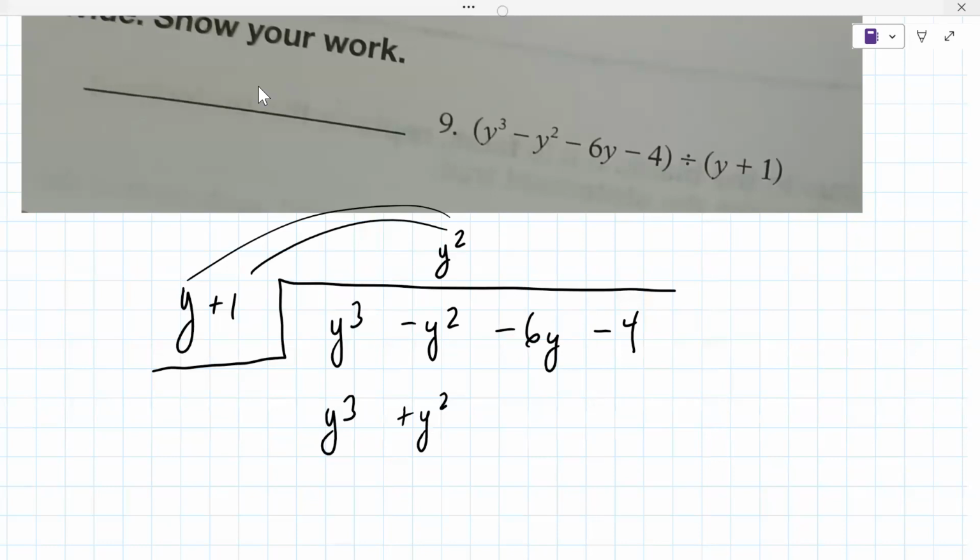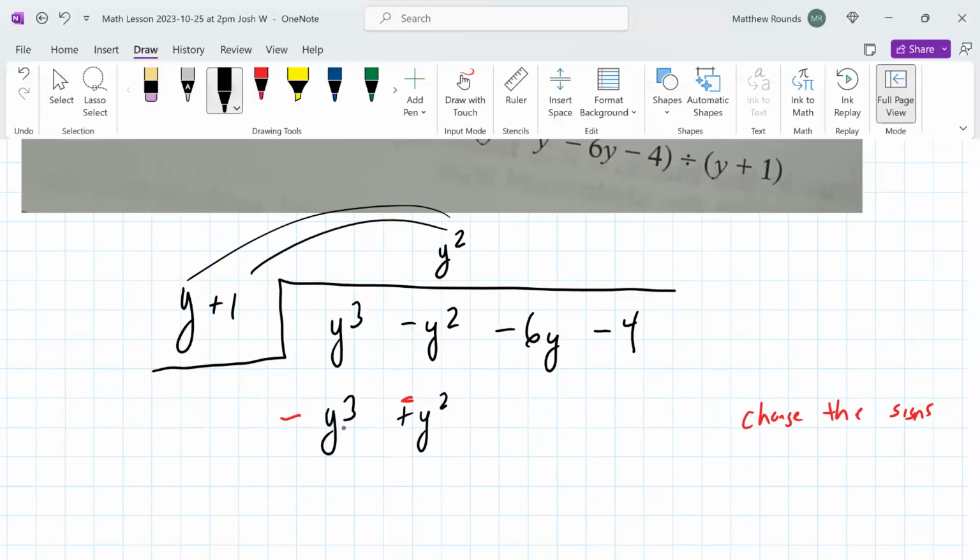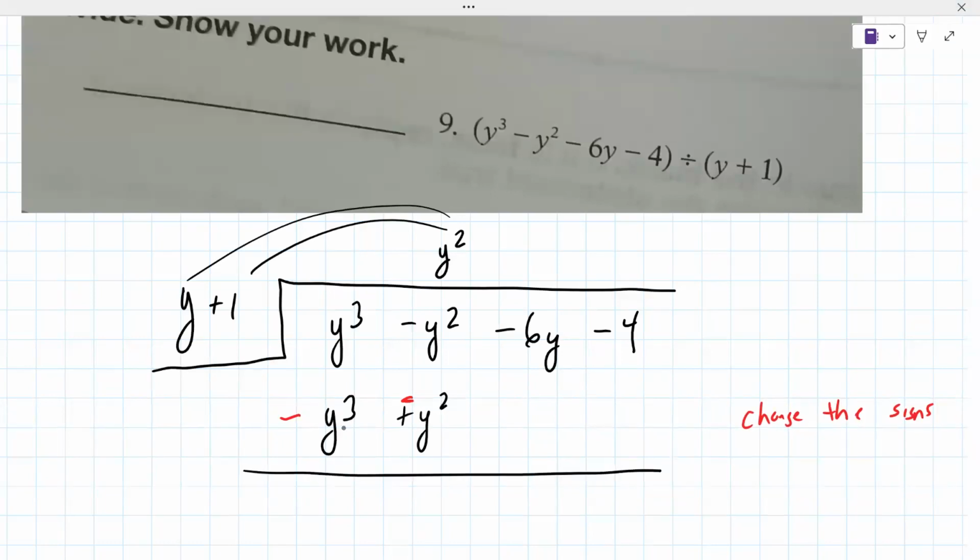Now the next thing is very important: you have to change the signs. You're really subtracting here, but it's better to change the signs. So it becomes y cubed minus y cubed. That's zero. You should always get zero there. Then it's minus y squared minus y squared, which becomes minus 2y squared. And then you always bring down the next term, minus 6y.